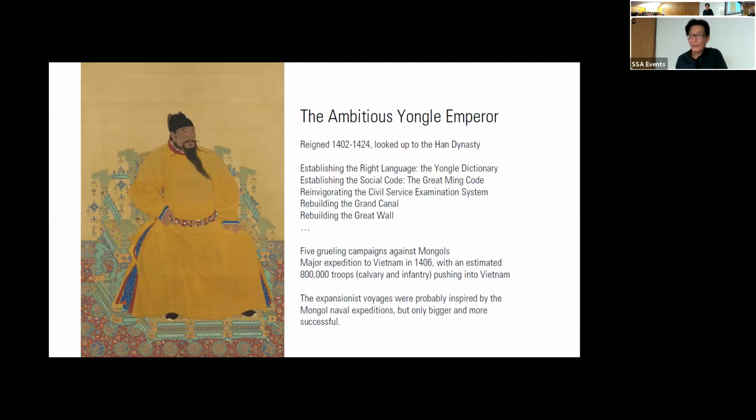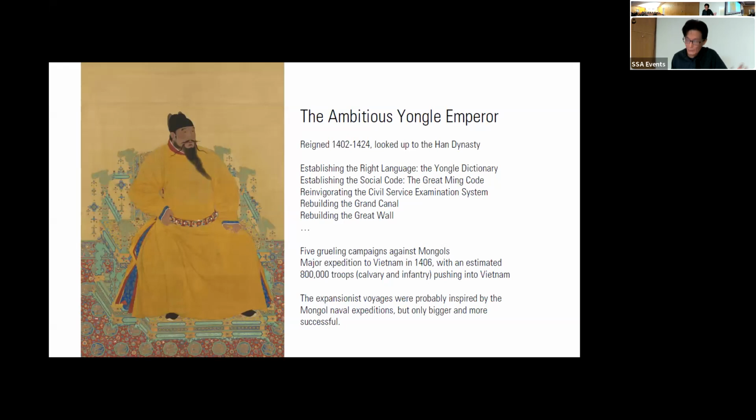So the Ming Dynasty had, I want to particularly talk about this ambitious emperor called Yongle, who really looked up to earlier dynasties, the Han and the Tang, and he started to develop all kinds of infrastructural projects, like developing a dictionary, building the Great Wall and building the Grand Canal and so on.